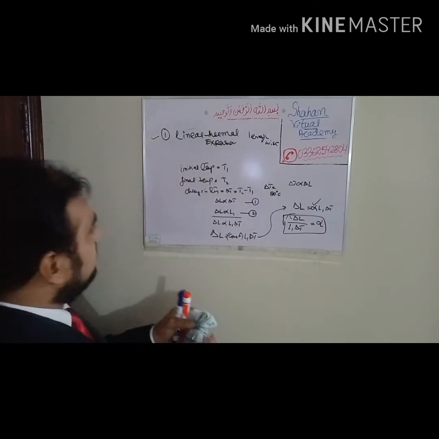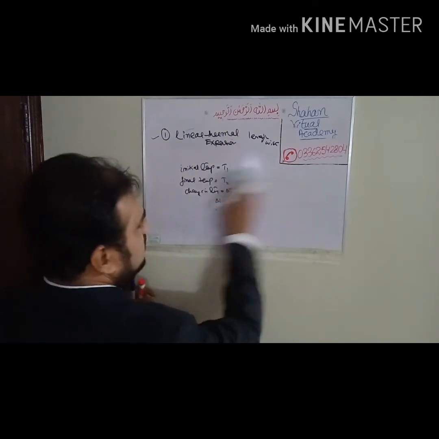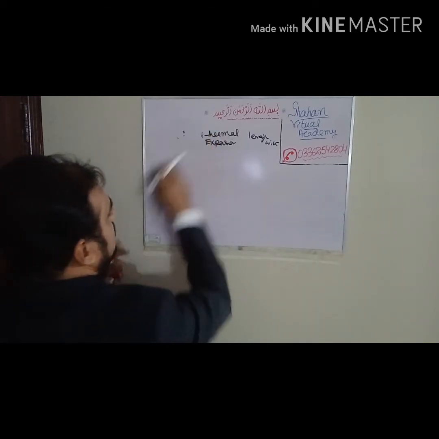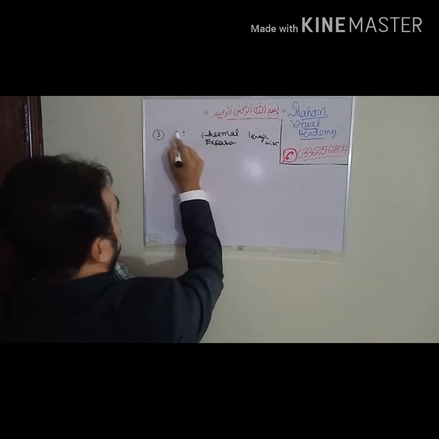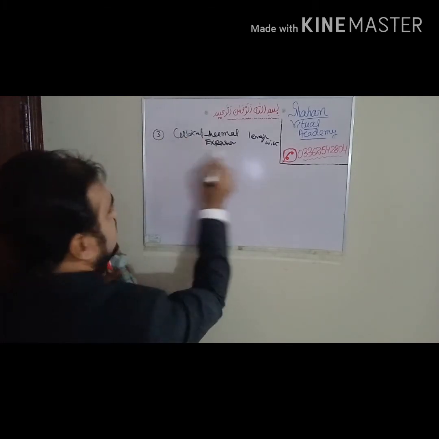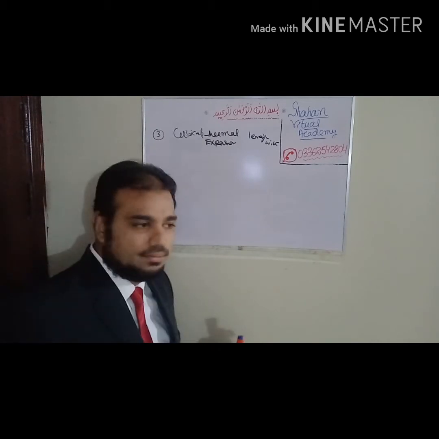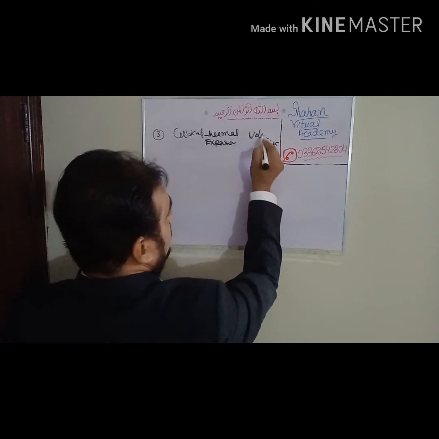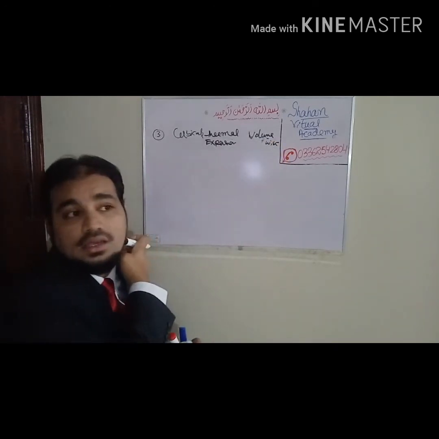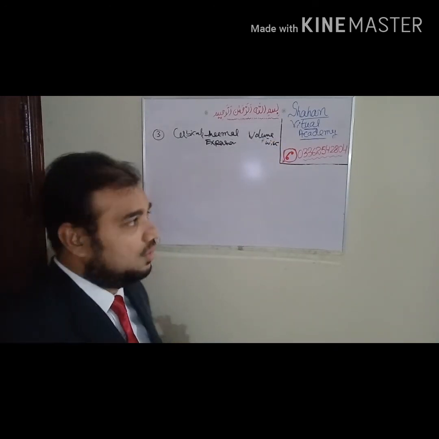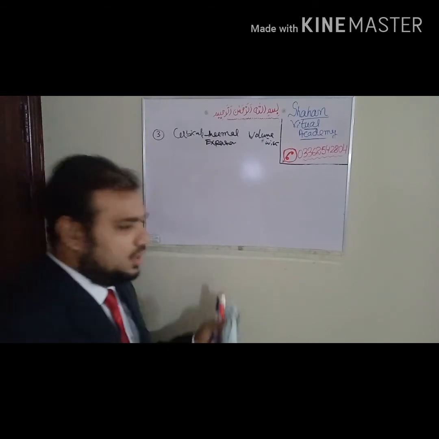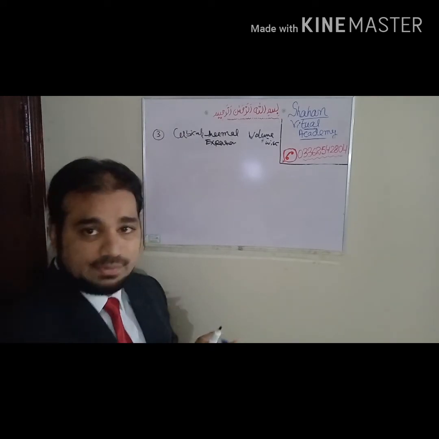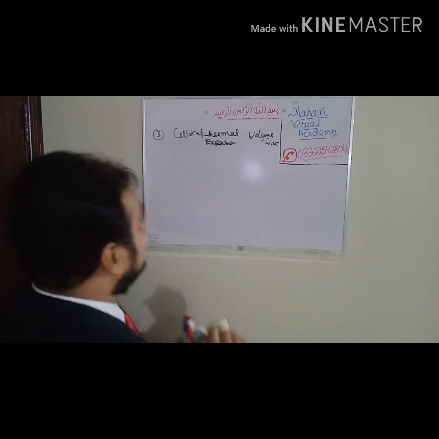Now we will move on to the third, cubical thermal expansion. Same as before, but the basic difference is that it is volume wise. When you give heat to any body, due to the increase in temperature, it expands volume wise. So this is called cubical thermal expansion.